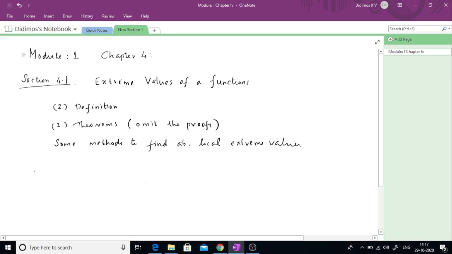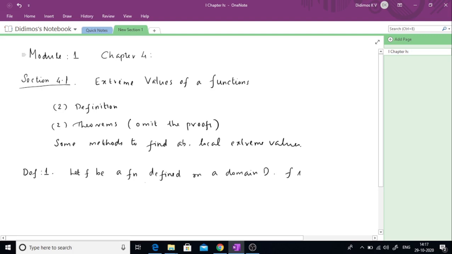So we start with the definition. The first definition is about absolute maximum and absolute minimum of a function on a domain D. So we start with a function. Let f be a function defined on a domain D. By a domain we mean a subset of R, in particular the intervals.